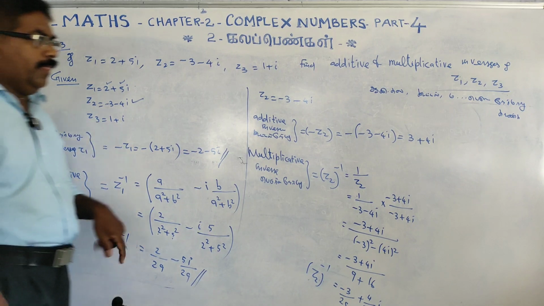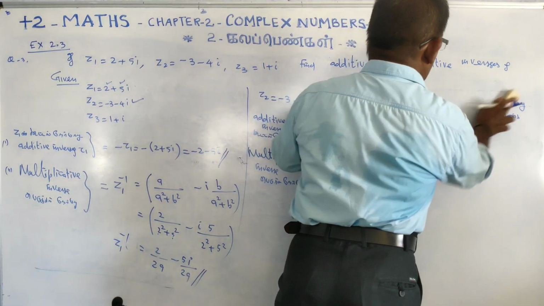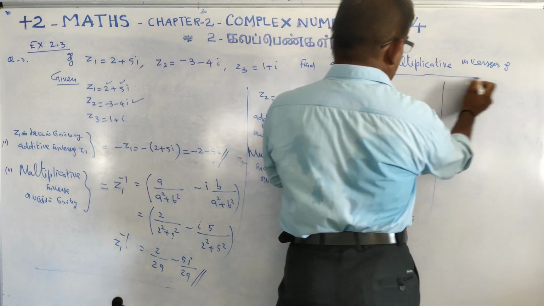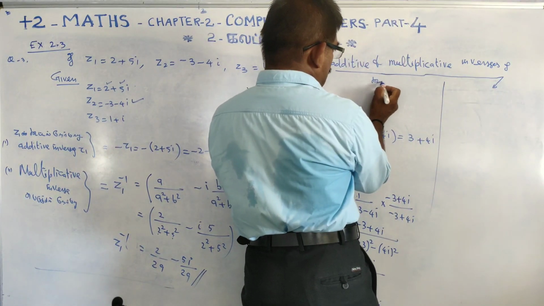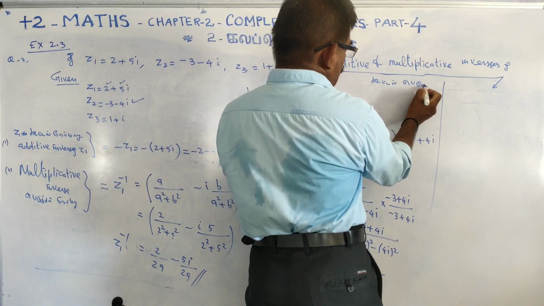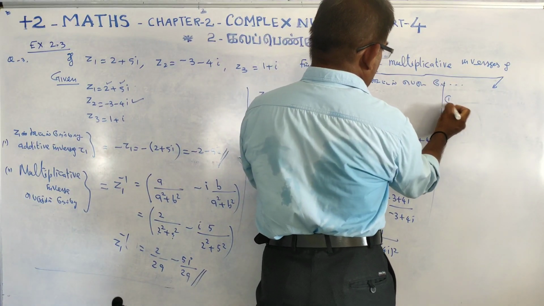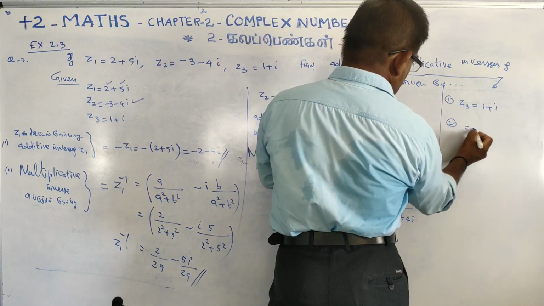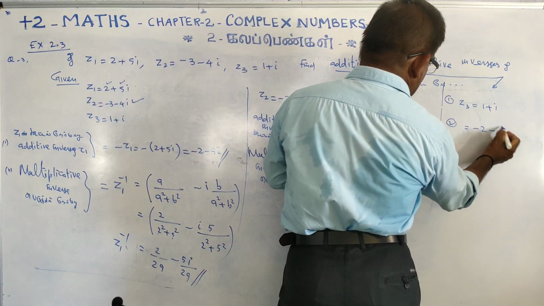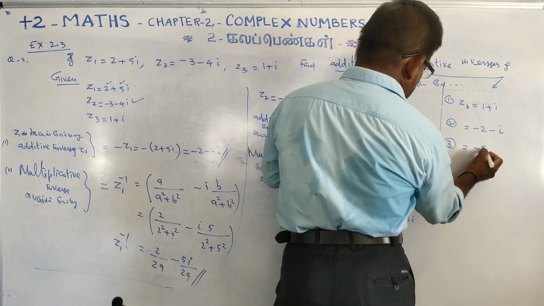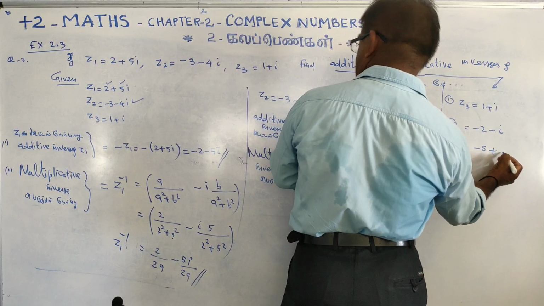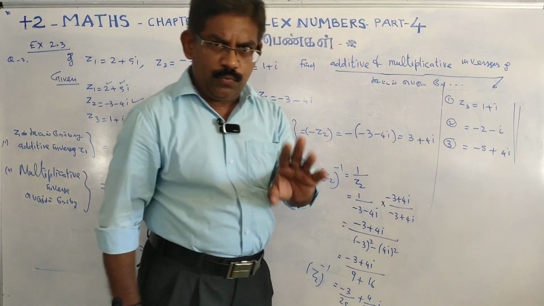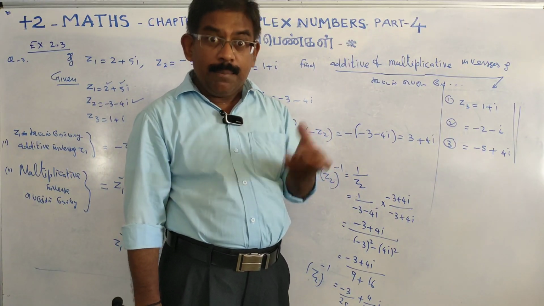Do the homework. Again, I give 1 or 2 sums. Homework: find additive and multiplicative inverses. The problems are 1 plus I, 2 minus 2 minus I, and 3 minus 5 plus 4i. Three problems. First you find the additive inverse, then we find the multiplicative inverse.